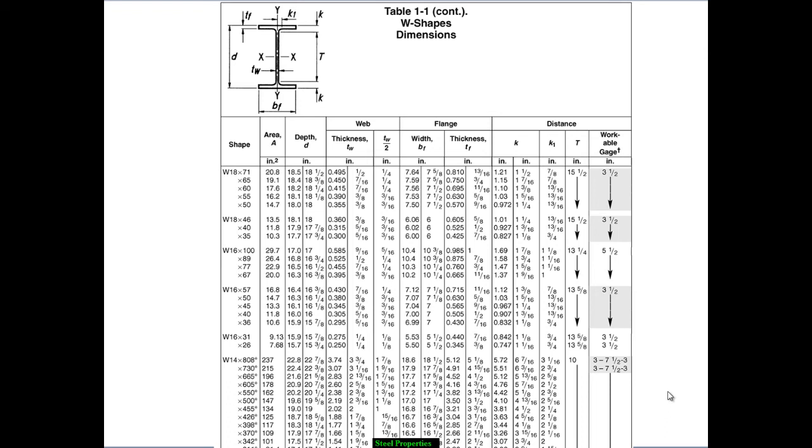So that kind of gives you an understanding of W shapes and certainly the importance of your knowing how big that member is so that you will understand how to draw it in your details and also understand how much of your floor area that it's actually taking up.